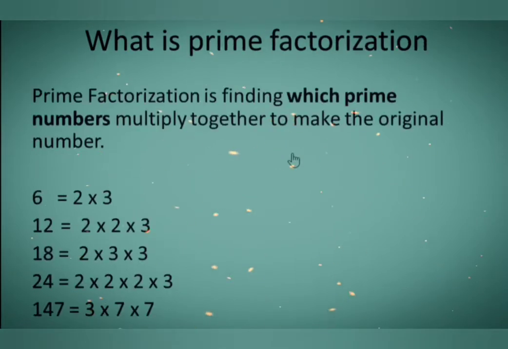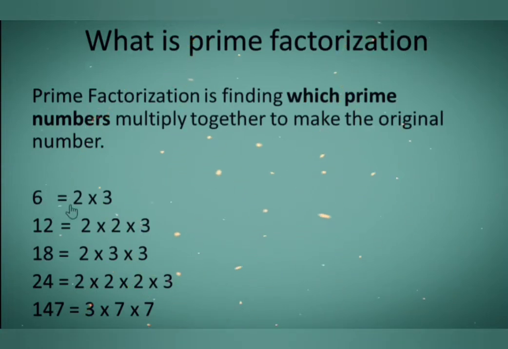Now let's try to find the square root of any given number. But before that, let us revise what prime factorization is. Prime factorization is finding which prime numbers multiply together to make the original number. So what about prime numbers? Prime numbers are those numbers which can only be divided by itself and 1.